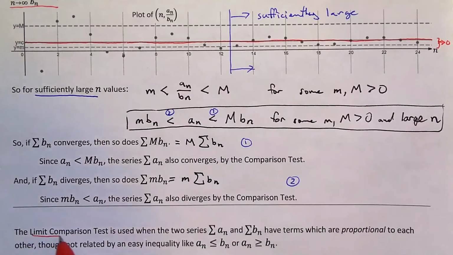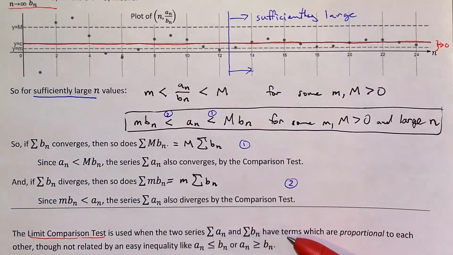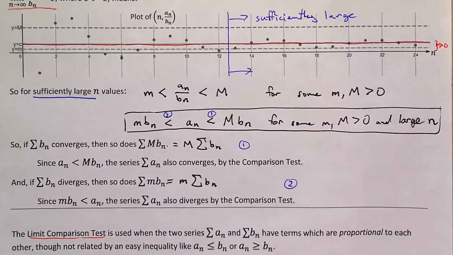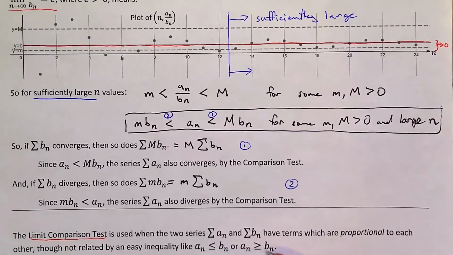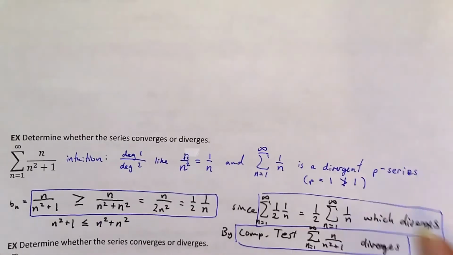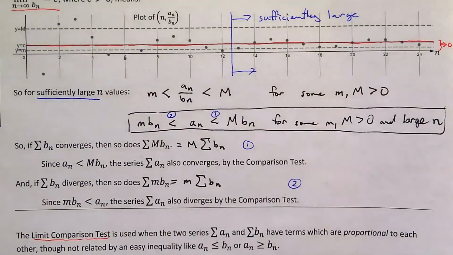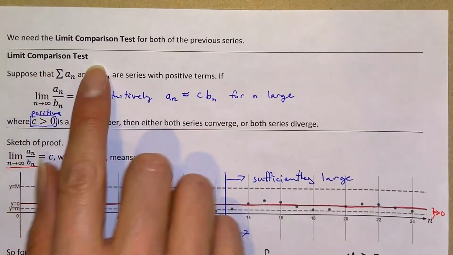And the intuition here is that we're talking about two series which have terms that are proportional to each other in size. Even though it might be difficult to find an inequality like this or like this. Remember, that's what we had in our previous example. In this example right here, it was hard to find this inequality. Okay, so next we're going to look at some applications of this theorem, the limit comparison test.